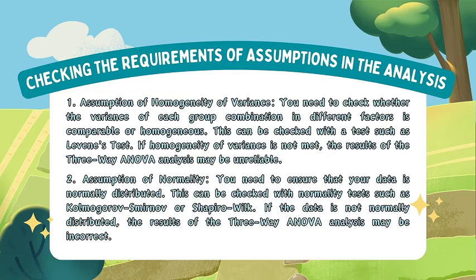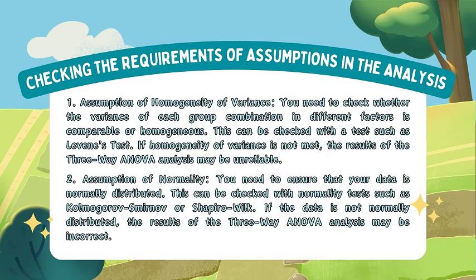The first step is the assumption of homogeneity of variance. You need to check whether the variance of each group combination in different factors is comparable or homogeneous. This can be checked with a test such as Levene's test. If homogeneity of variance is not met, the result of the three-way ANOVA analysis may be unreliable.